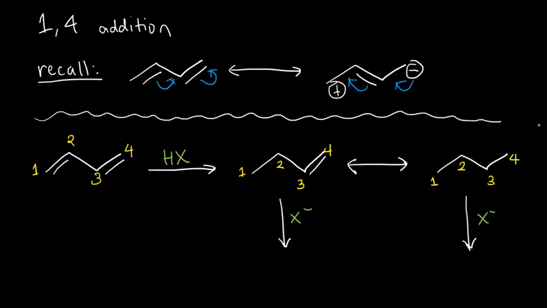Let's start with 1,4 addition. In order for us to really grasp what this means, we have to remember first that if I have a compound with two double bonds arranged in an alternating fashion, that is double, single, and so on, we call these types of double bonds or systems conjugated systems.